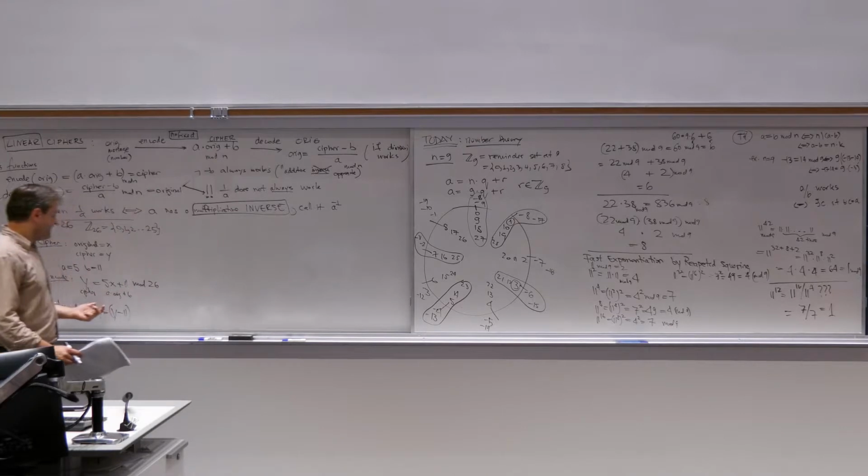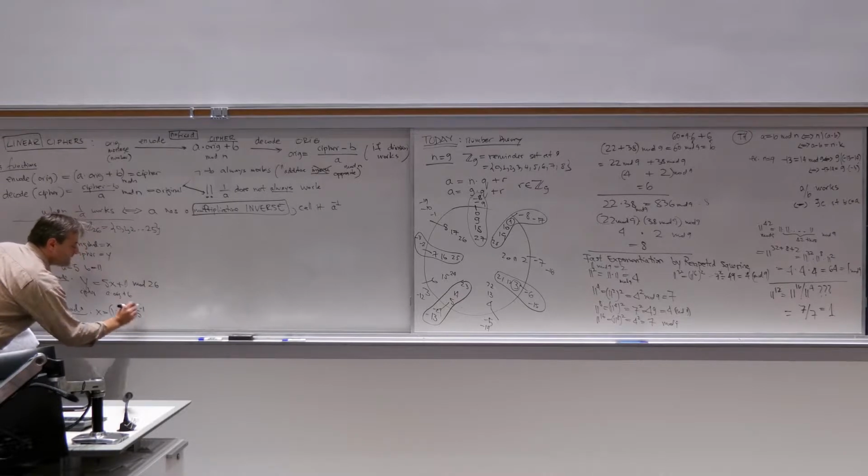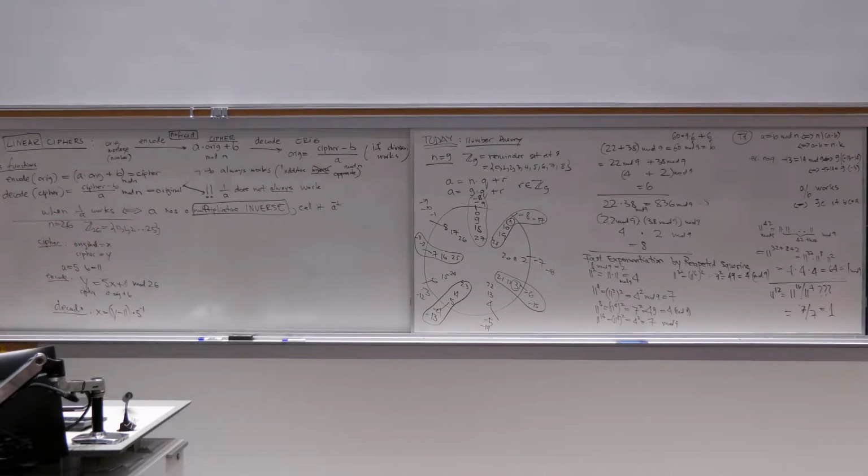I like this notation better. So how do I say that? Y minus 11 times 5 to the minus 1, right? That is to say, this is the cipher minus b times a to the minus 1. That would be the original. Of course, this is if. There's a big if here.